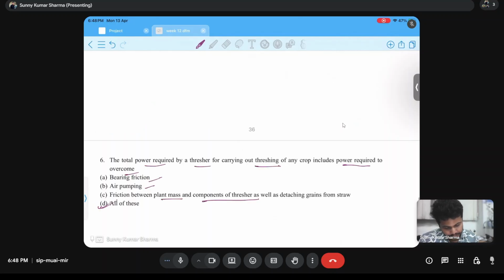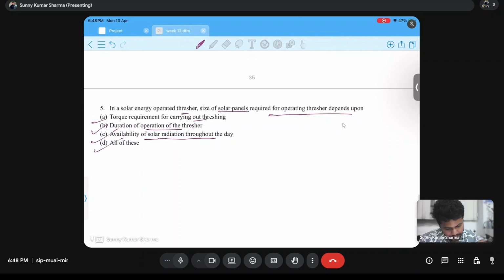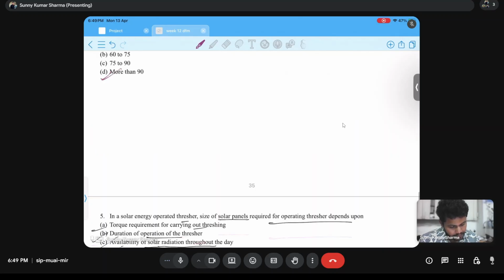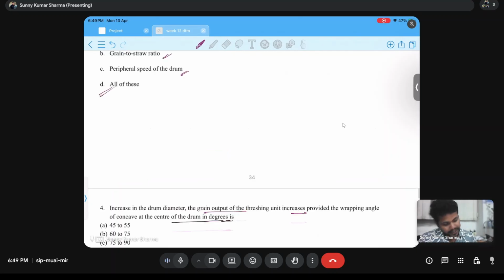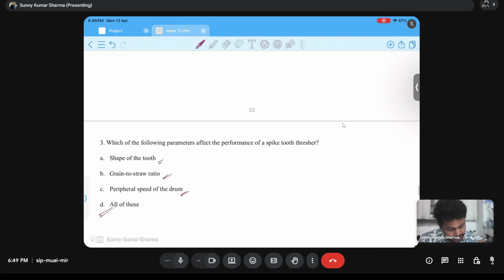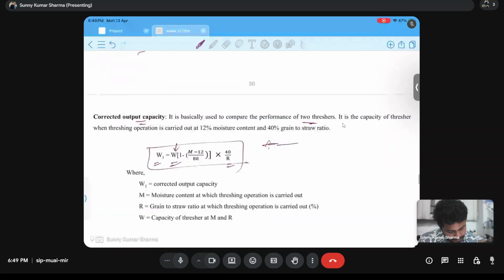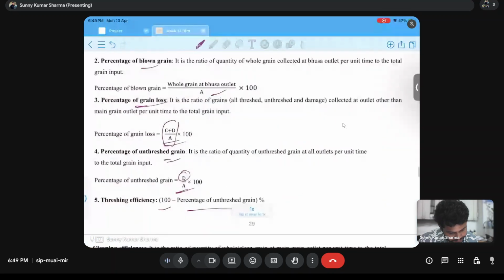A spike tooth harrow is fitted with solid circular section spikes during threshing of wheat crop. In this thresher, the spikes are subjected to torsion, bending, shear, and both bending and shear. So only bending will be there, no? What all options are there? It is spike tooth harrow.